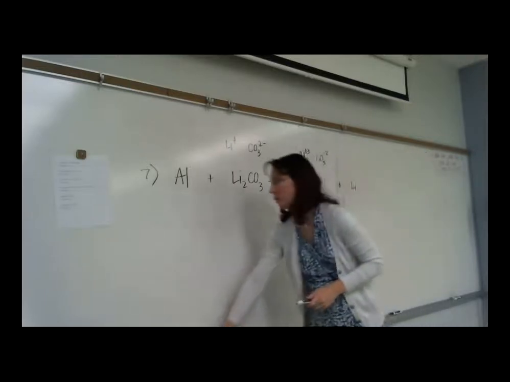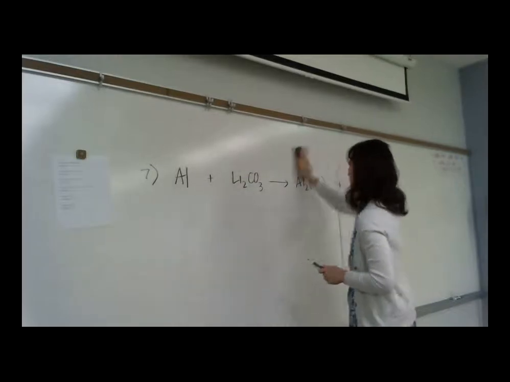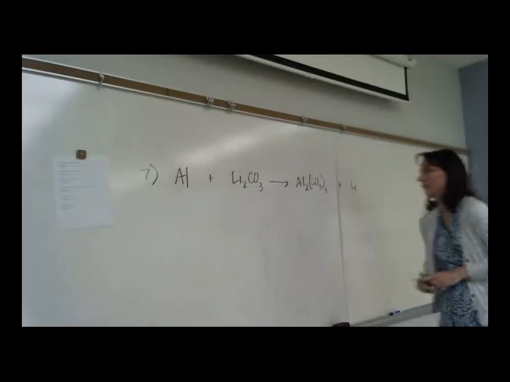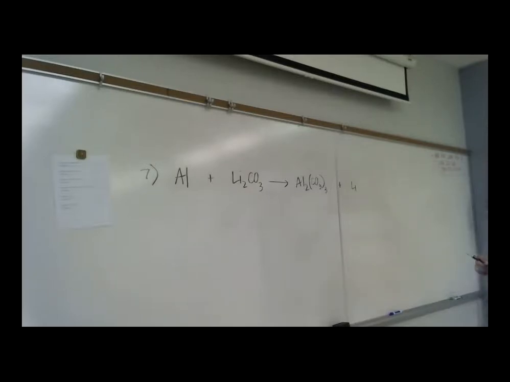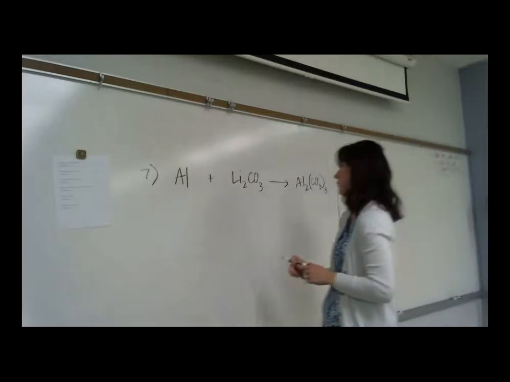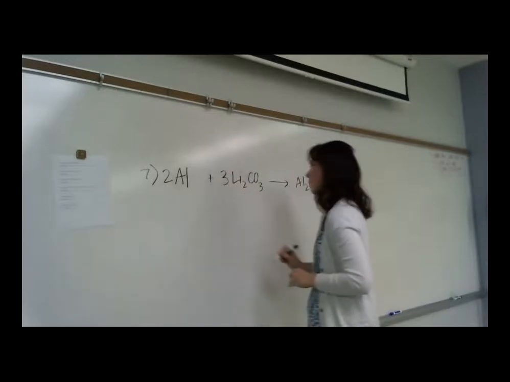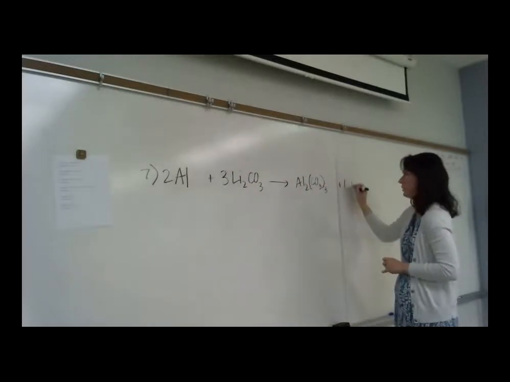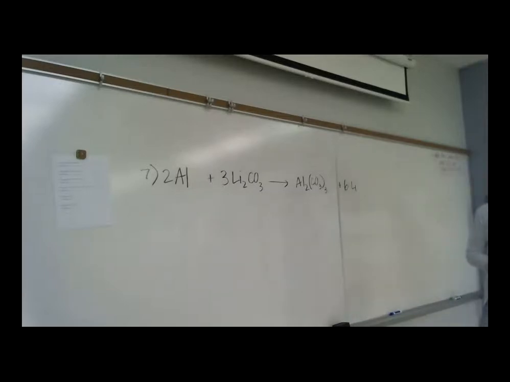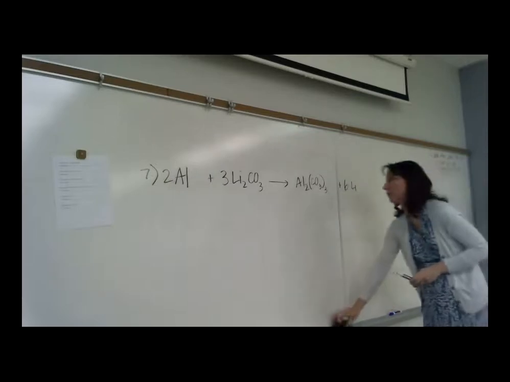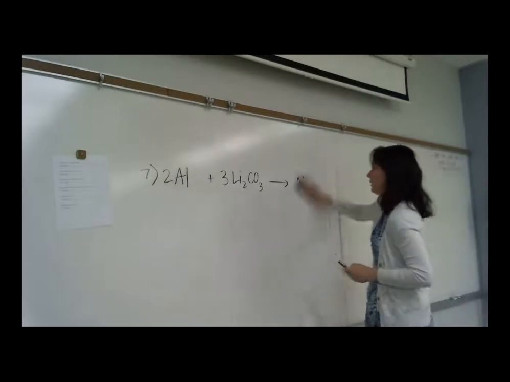And now you need to look at your problem and see if it's balanced. What do we need to do to balance this? You need a 2 here. You need a 3 here. And then what do you need over here? 6 here. Good. Good job. Any questions on 7? Questions? Okay, let's go on then.